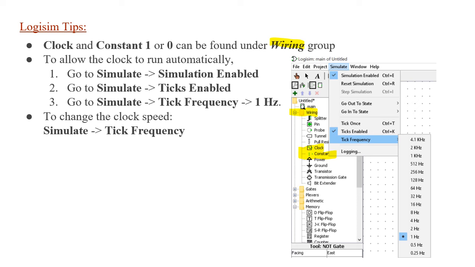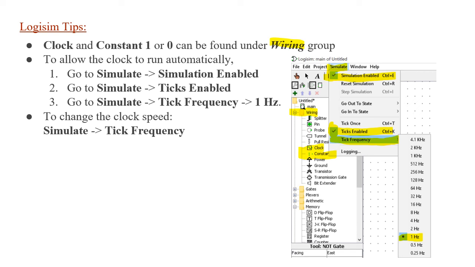And also, to allow the clock to run automatically, so it will change on its own without having to tick it manually, you can go to the Simulate menu. The first thing to do is to make sure that simulation enabled is ticked. Also make sure that ticks enabled is ticked here. Finally, to adjust the speed or the frequency of the clock, you can simply go to Simulate, Tick Frequency, and then choose the desired frequency. For the purpose of this lab, I think 1 Hz is good enough, because it's slow enough so you can observe the change at the output, and it's fast enough so you don't waste much time waiting for the update.